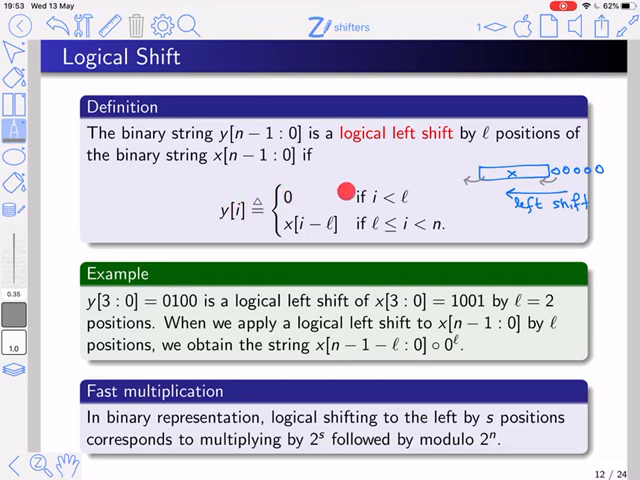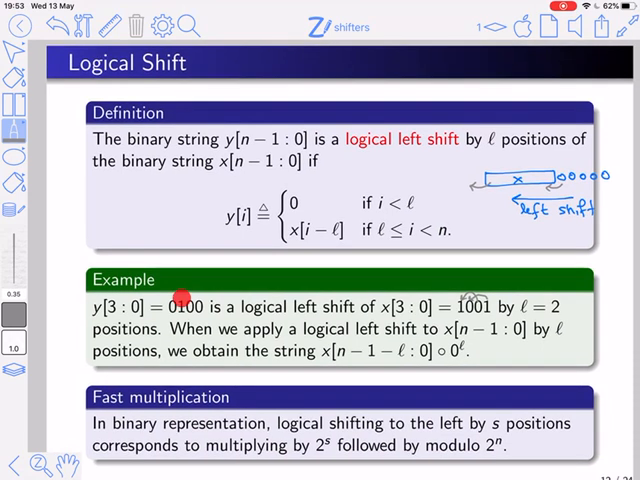yi will equal 0 if i is less than the shift amount, and otherwise it is x in position i minus L. Let's see an example. My x is 1, 0, 0, 1, and I want to shift it by 2 positions to the left. This is a logical shift. So the 1 will move by 2 positions, the 0 will move by 2 positions, and so on. So this is the 1 that used to reside in position 0. This is the 0 that used to reside in position 1. And these two zeros were pushed in from the right. Okay?